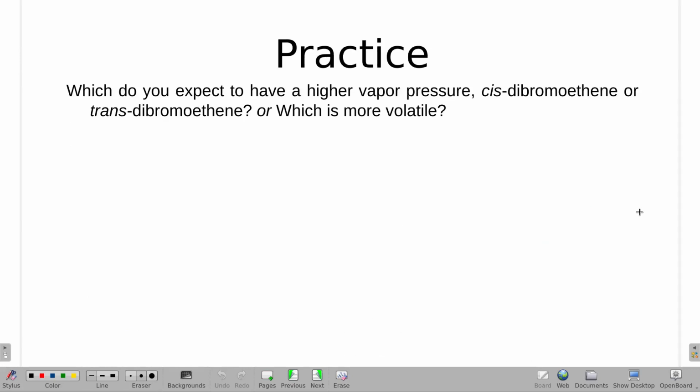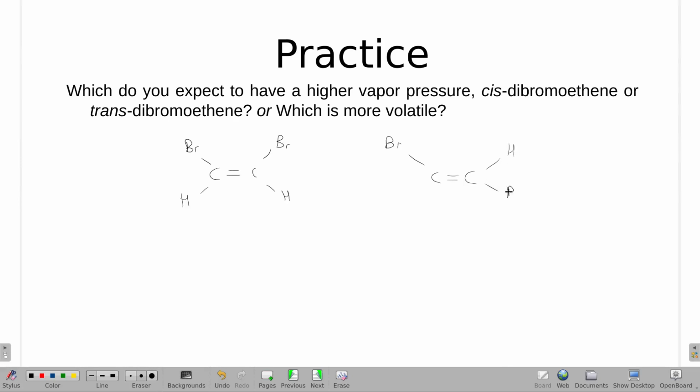Alright, so last little thing. We're going to see if we can apply this to our intermolecular force concept. So I have cis-dibromoethane and trans-dibromoethane. So I'm going to draw these out. The dibromoethane is very similar to the dichloroethane we had before. Cis would have them on the same side. Trans would have them opposite.